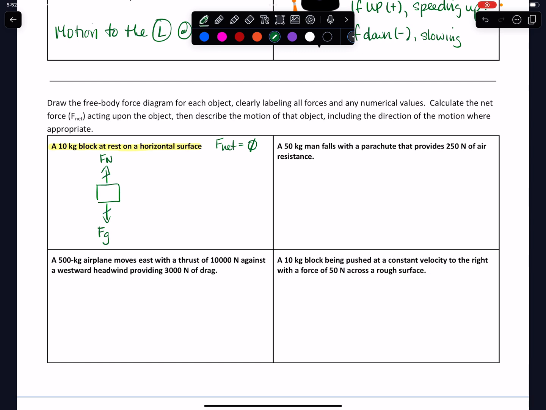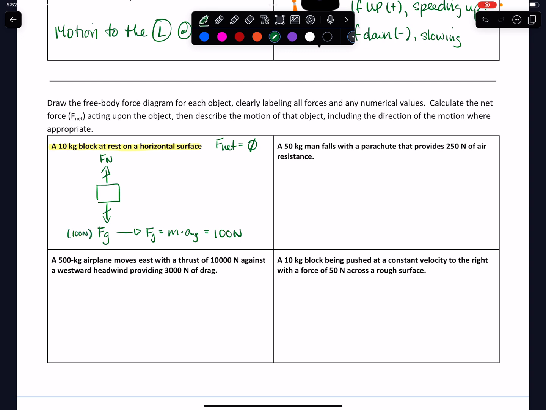Now numbers. Do we know any numbers? Well, I know that Fg is also the weight of the object, and that Fg is equal to the mass of that object times acceleration due to gravity. We've been using 10 meters per second squared for acceleration due to gravity, so 10 times 10. This value is 100 newtons. So Fg is 100 newtons.